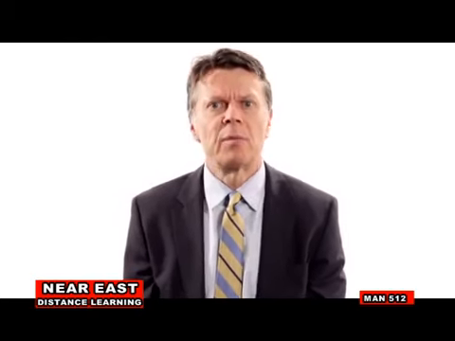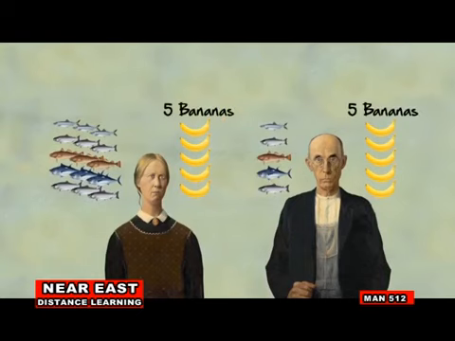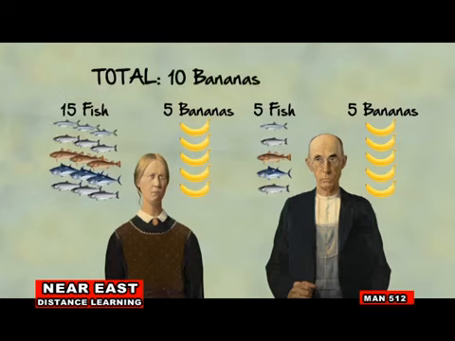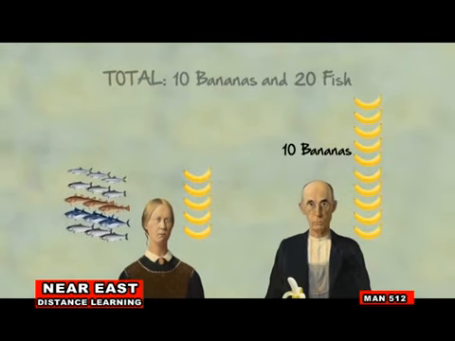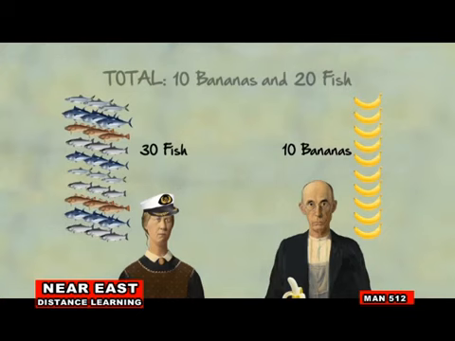So let's say they each split their time between producing bananas and fishing. Bob and Ann each produce 5 bananas, Bob produces 5 fish, and Ann produces 15 fish. In total, they produce 10 bananas and 20 fish. You math wizards in the audience surely see an obvious way to increase this total. If Bob produces just bananas and Ann produces just fish, then the total rises to 10 bananas and 30 fish. So just by rearranging who does what, we get more total stuff.